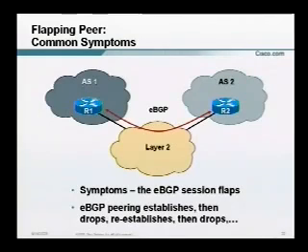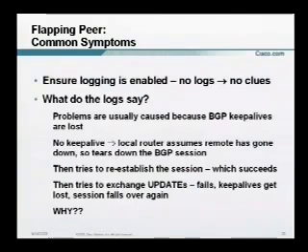Flapping peer. The symptom you have is that the eBGP session flaps. It comes up, stays up for a bit, then falls over. And then it restarts, comes up, falls over, and so forth, round and round and round. Well, you need to ensure that logging is enabled. If you don't have any logs of what's going on in the router at either end, you have no clues what's going on. And you should always be trying to configure your router so that you get maximum clues to help you with the troubleshooting. What do the logs say?